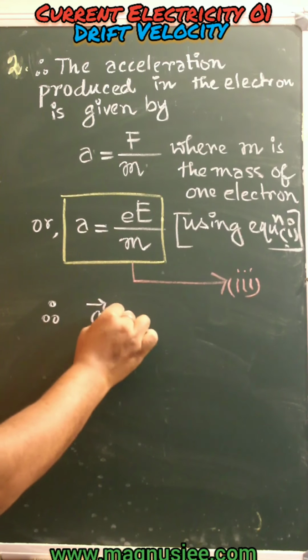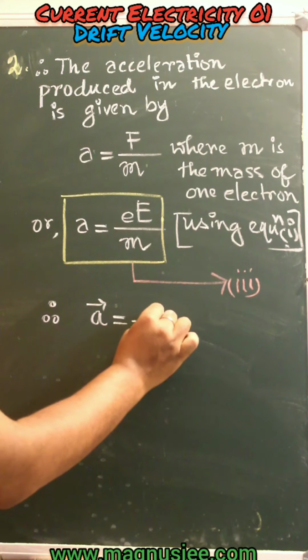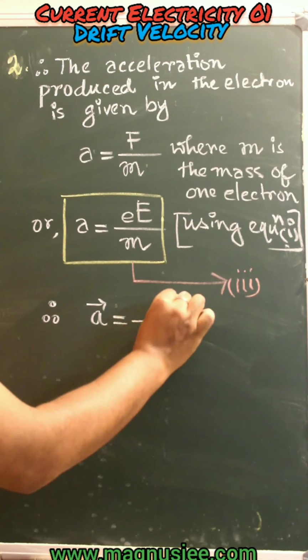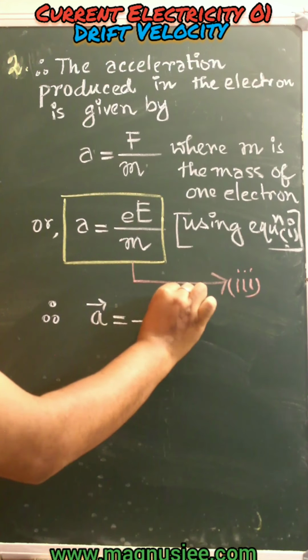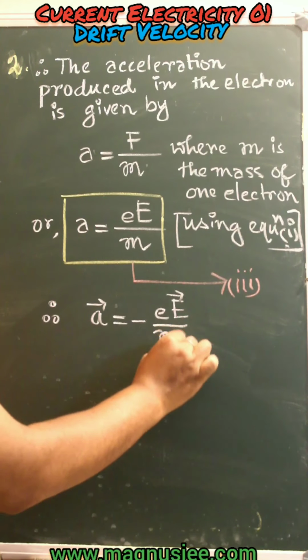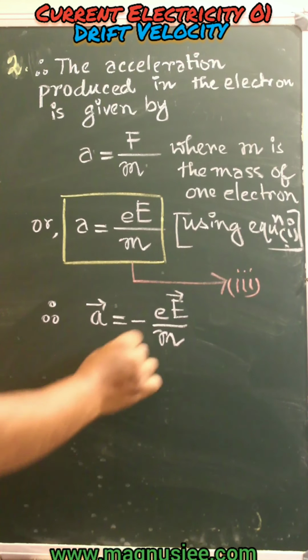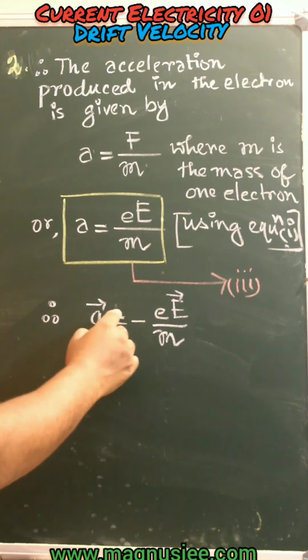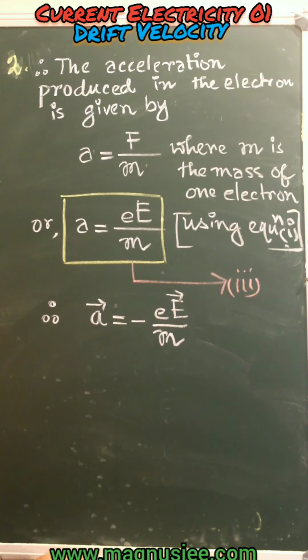Therefore, what will be the vector expression? Vector a equals minus e vector E divided by m. The negative sign indicates that the acceleration of the free electron will be in the opposite direction of the field intensity.